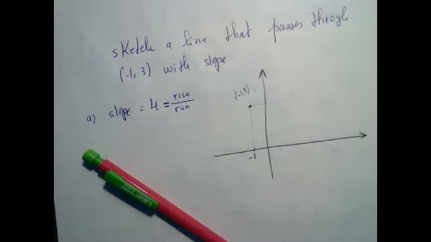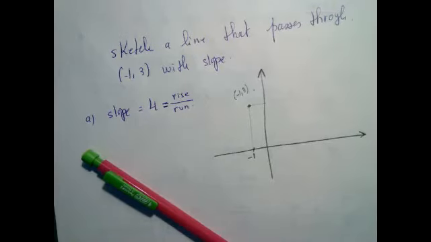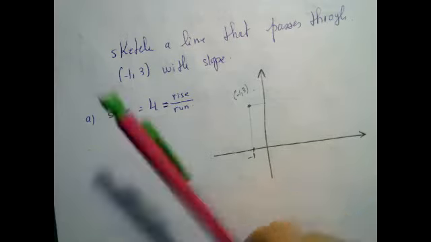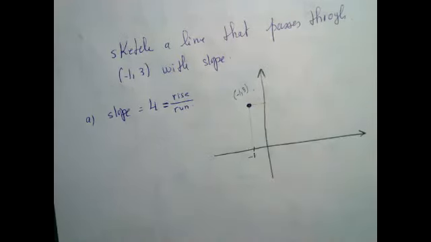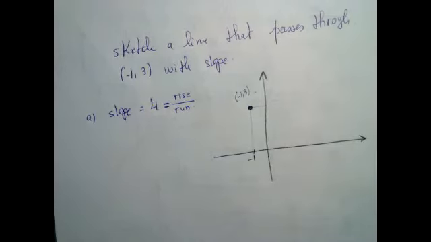Aiden, did you raise your hand? No. No, okay. Anybody? So how can I sketch a line that goes through this point? That's a point on the line. I want the slope to be 4. Anybody would like to pitch in?